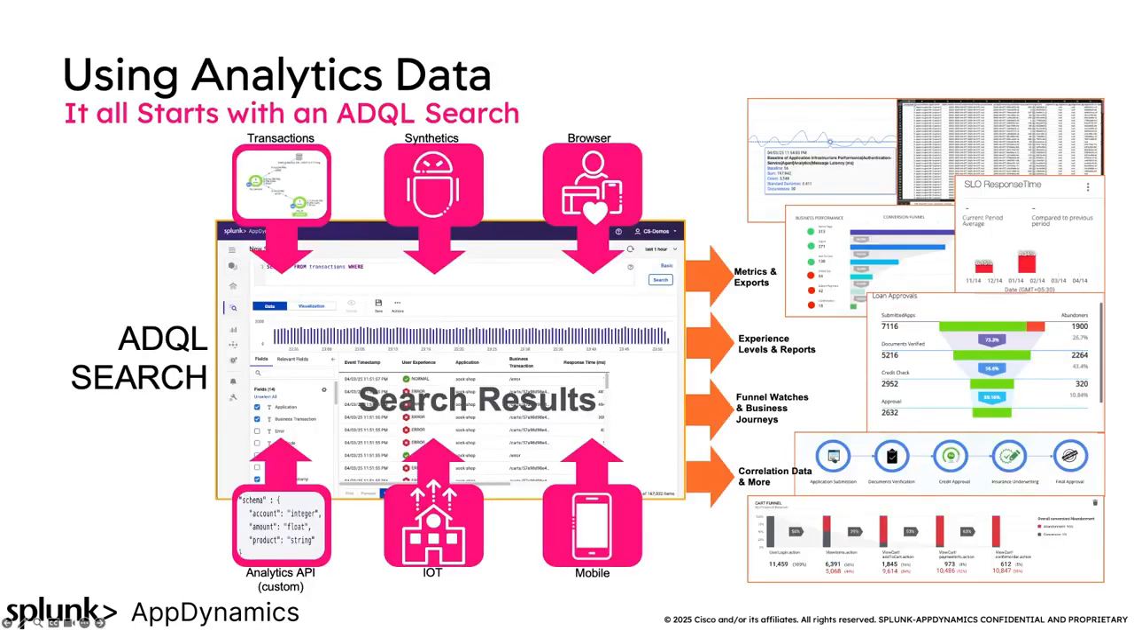Now that you understand all of the data going in, let's start understanding what you can do with it. From that data going in, you can perform ADQL searches, and from the results and the way that you have those results framed, you can start pumping out fancy representations of that data with some sort of funnel or a business journey, or if you're looking at overall experience levels, generating a report or a metric, or exporting for further analysis. There are a lot of things you can do with analytics, and it all starts with getting that source data in and then performing ADQL searches against it.